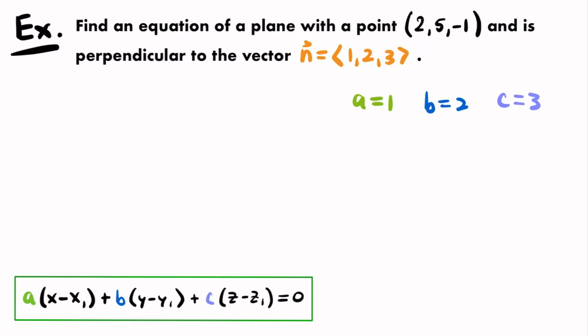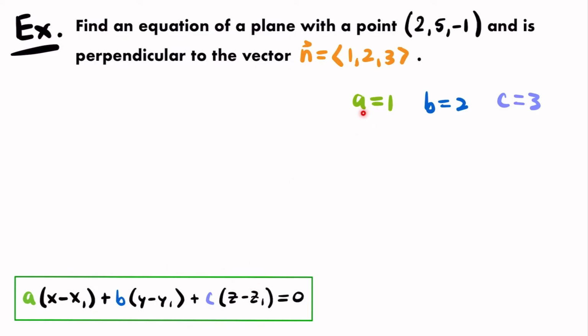Because one of the worst things that you could possibly do here is put the wrong numbers in the wrong places in this equation. All right, you don't want to plug in the coordinates of the point in for a, b, and c, or plug in the components of the normal vector in for x1, y1, and z1. You want to make sure that you put those in the right spots in this equation. And so I think writing out what a, b, and c are equal to can help you avoid making those mistakes. Okay, but now with that, let's actually start writing out this equation.